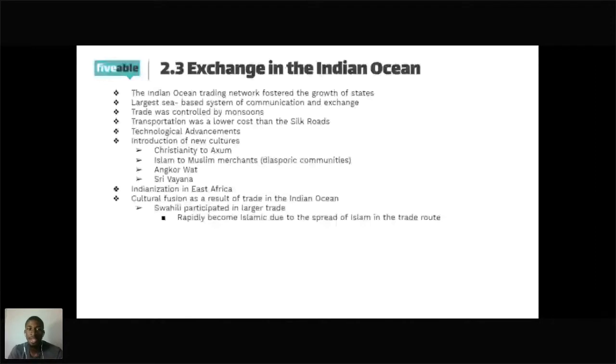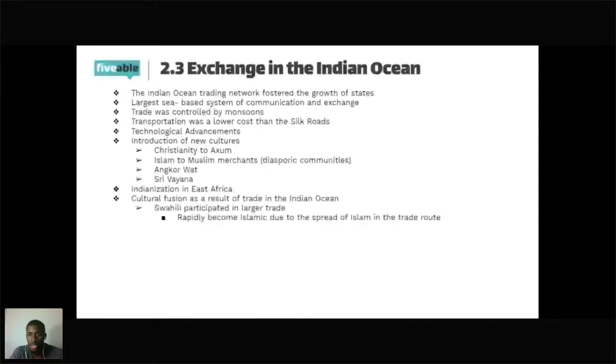And here they fostered the growth of states all over, trading to various places throughout. And by the end of this slide, you'll see an image of the various places that they traded with. So just keep in mind that they fostered growth in different states. Next, they were a largely sea-based system for communication and exchange.